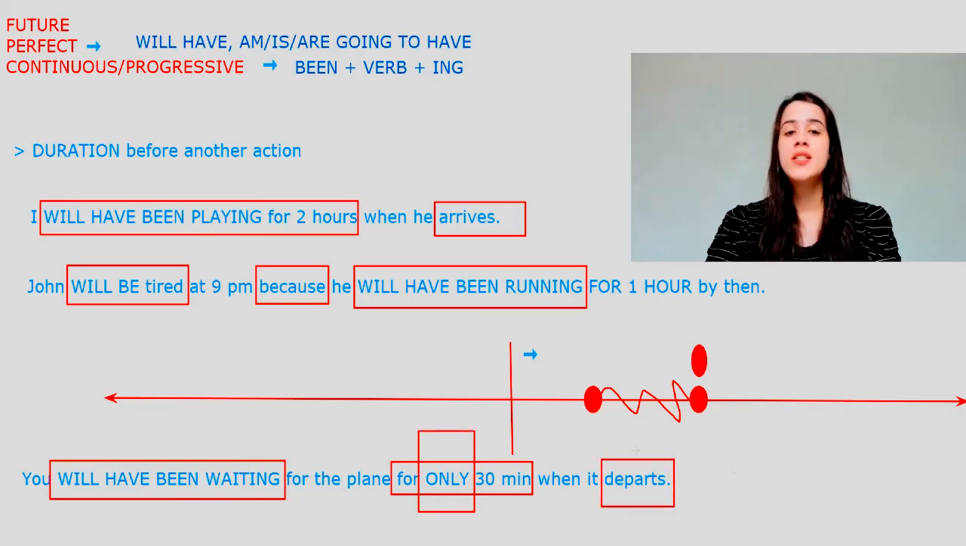So these are the three usages of future perfect continuous. The first one, an action that has some duration before another action in the future, cause and consequence relation, and here with adverbs, for example, the adverb only.